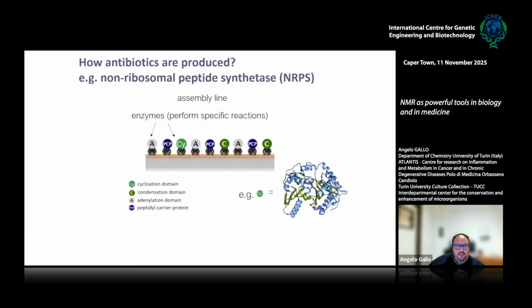So how are antibiotics produced? They are produced in NRPSs. NRPSs work basically as an assembly line. Each station performs a specific function. Here I report, for example, the cyclization domain, condensation domain, and adenylation domain. And there is this particular peptidyl carrier protein, which is the connection between two different enzymatic reactions.